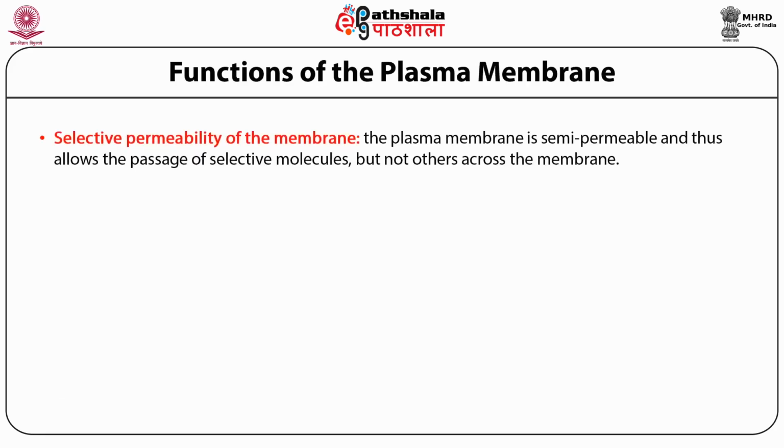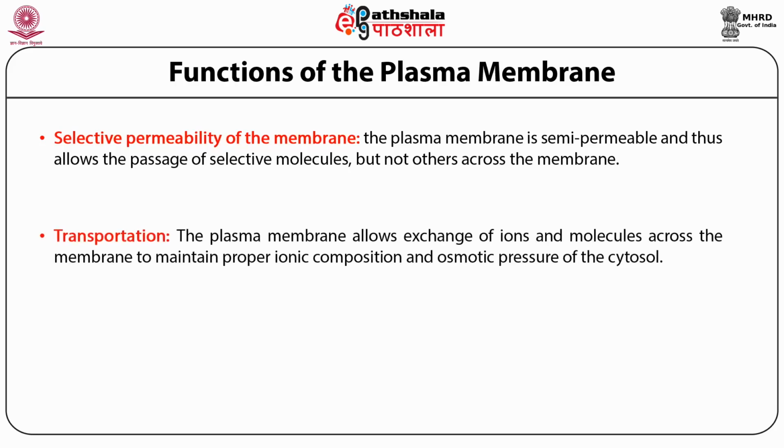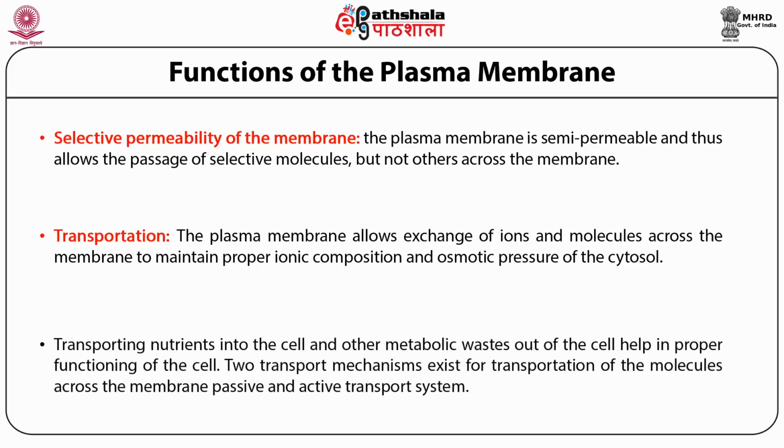The plasma membrane is semi-permeable and thus allows the passage of selective molecules but not others across the membrane, and this kind of phenomenon we generally call selective permeability or semi-permeability of the membrane. Moreover, the plasma membrane allows exchange of ions and molecules across the membrane to maintain proper ionic composition and osmotic pressure of the cytosol. Transporting nutrients into the cell and metabolic waste out of the cell helps in proper functioning of the cell.